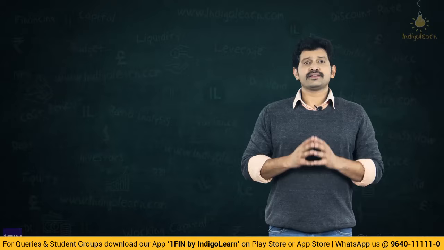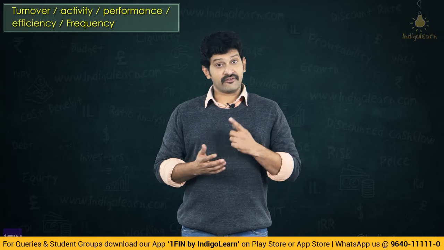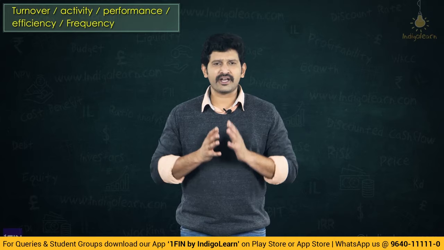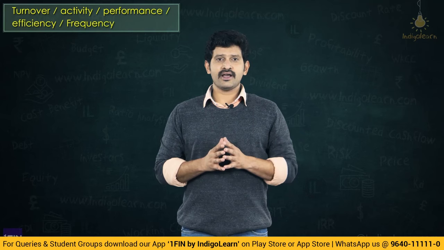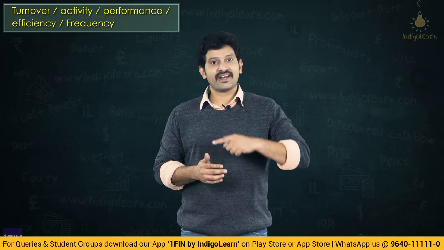The next set of ratios in our revision is under the head turnover ratios. Friends, these turnover ratios are also given various other names, that is, activity ratios, performance ratios, efficiency ratios and frequency ratios. Now, why are they given so many names? Ideally, turnover ratios talk mainly about turnover. What is turnover? Sales. Then why are they given other names? Activity: when do you say a company is active? The activity is fine only when it generates sales, only when it can generate a better turnover. Therefore, activity ratios.